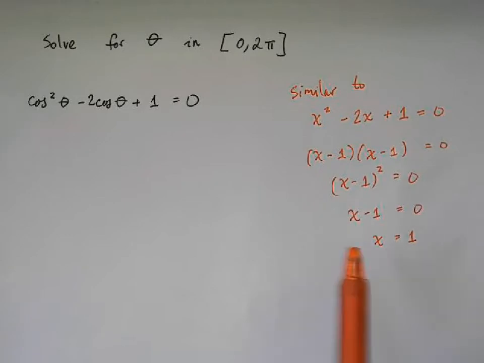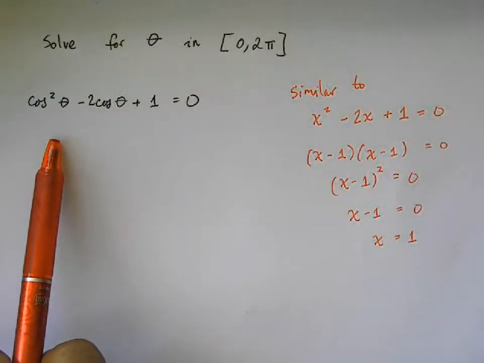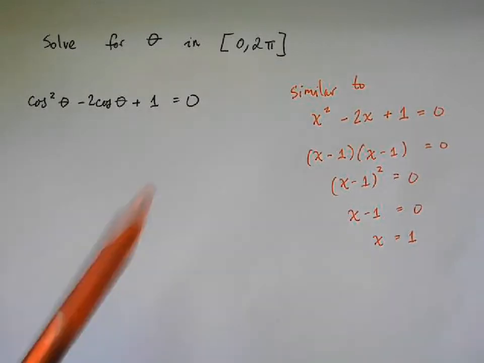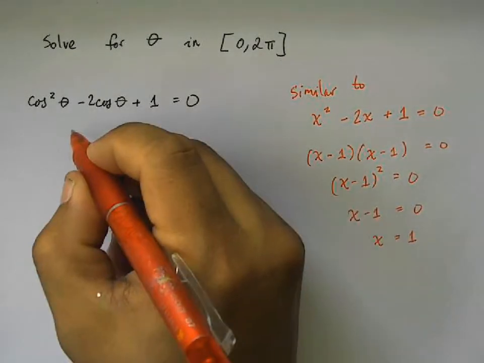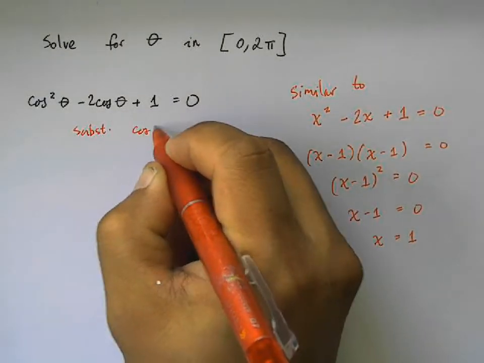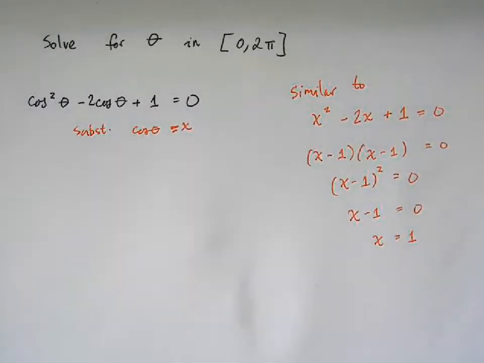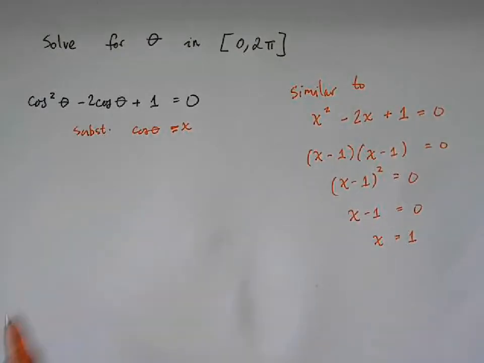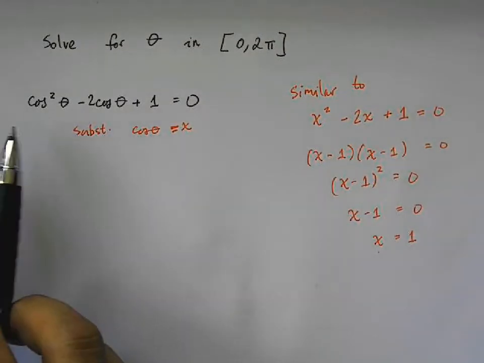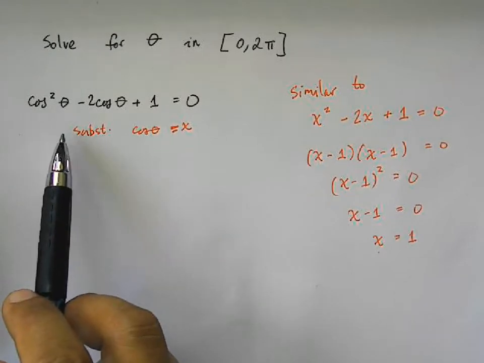Now, how do we apply that to here? Well, just treat cosine as x. Okay? So we could just substitute cosine theta for x. So we're kind of creating a new variable here. One way you can do it is just at the end, plug in cosine theta. Or what I'm going to do is solve this problem using kind of the same process here. I'm going to factor it.